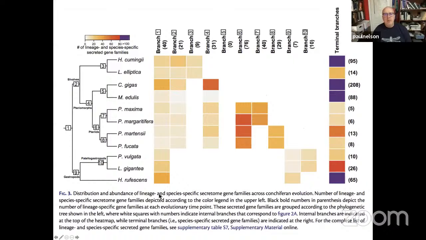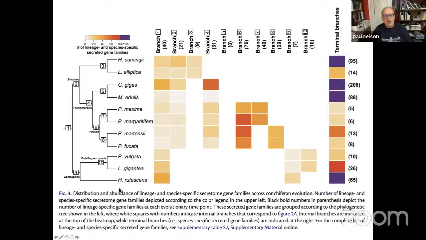So I apologize for this, but I'll explain what's going on here. This is a heat map showing, at the purple end, a high number of species-specific sequences, and then going down the other direction towards zero.